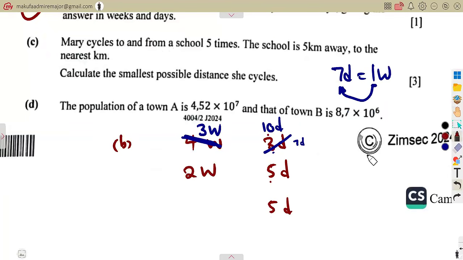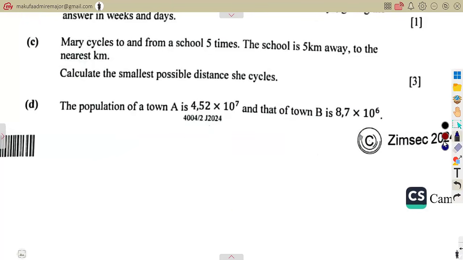You do the same thing on the weeks. 3 minus 2, that is 1. So you've got 1 week, 5 days in this case. So we're talking about 1 week, 5 days. That is the difference that we are given in terms of weeks and days.